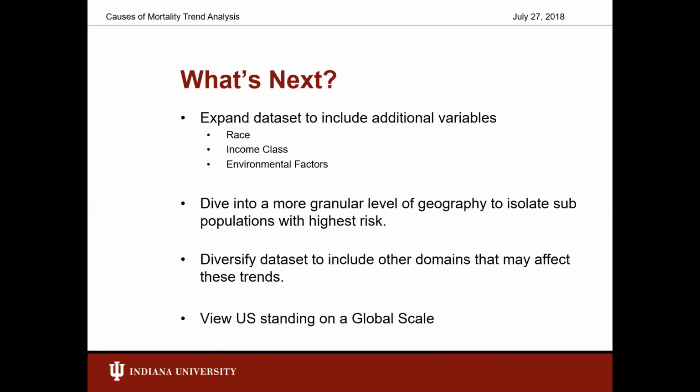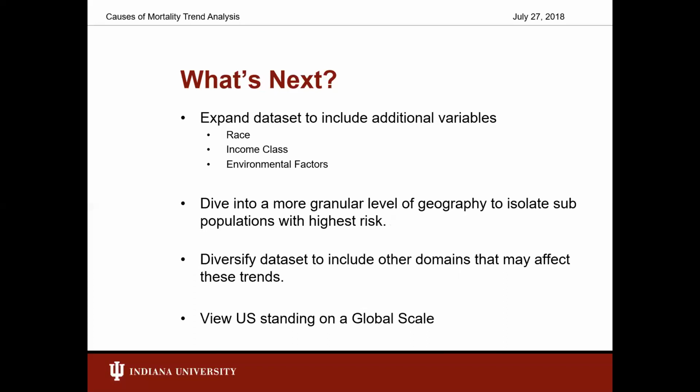So what are some of the next steps we'd like to do to continue this project onward is to expand the existing data set that we do have to include race, income class, environmental factors, things that might give us a more rich insight into identifying key parts of our population subsets that are exhibiting higher rates or lower rates, what it is that's different about them, and dive into a more granular level of geography to isolate subpopulations that have a higher risk.